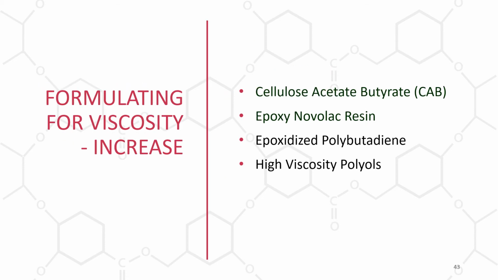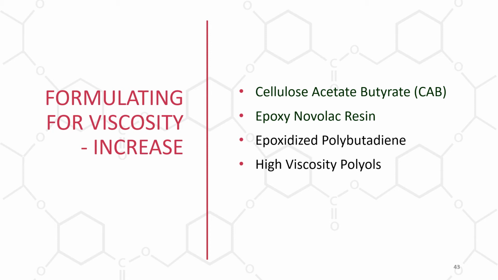So what if you want to change the viscosity of your formulation, but you don't want to decrease it, you want to increase it? For example, you're using a screen coating. You can add cellulose acetate butyrate, or CAB, to your system, epoxy novolac resins, epoxidized polybutadiene, or highly viscous polyols. All these have been used over the years to increase the viscosity of your UV formulation.